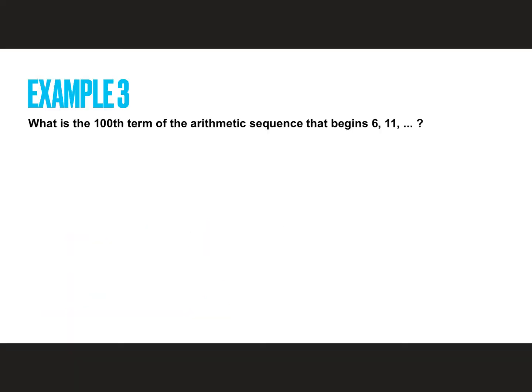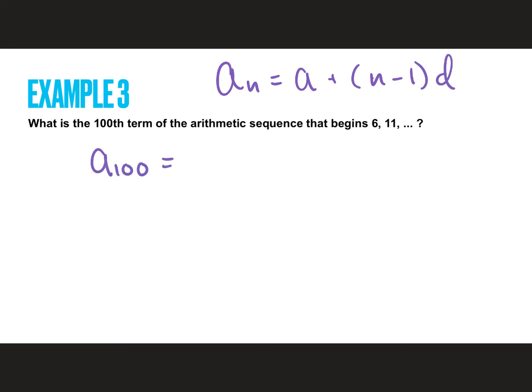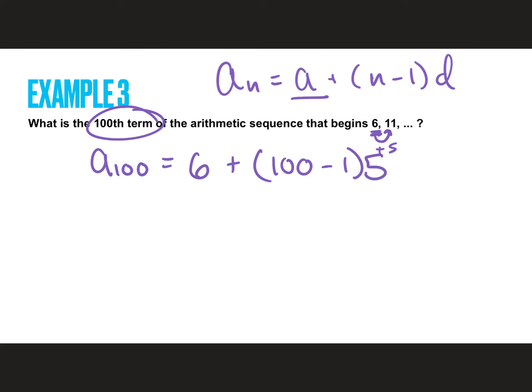All right, example 3. So example 3 asks us for the 100th term. So again, I have a sub n is equal to a plus n minus 1 times d. So I'm looking for the 100th term now. What is my first term? 6 plus, what's n? 100, because I'm looking for the 100th term. And what is the common difference? What am I adding to get from 6 to 11? I'm adding 5, so common difference would be 5.